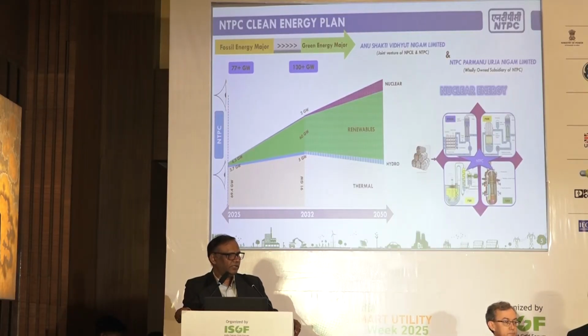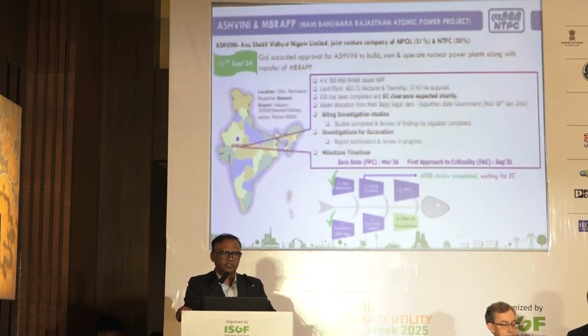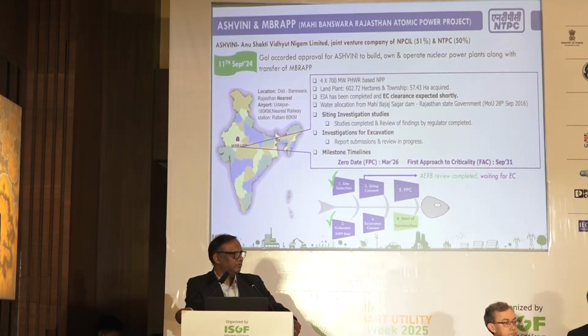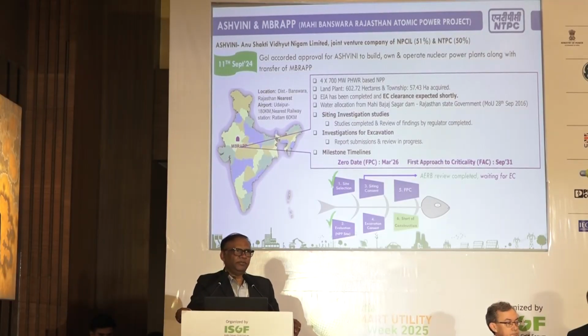I'll come to how we are targeting to meet this 2 gigawatt through our joint venture with NPCIL. We already have a joint venture with the Nuclear Power Corporation of India Limited. We are executing one project that has been transferred by the Government of India to Ashvini, which is a 51-49% subsidiary joint venture between NTPC and NPCIL. 4 units of 700 megawatt PHWR-based technology are under execution.